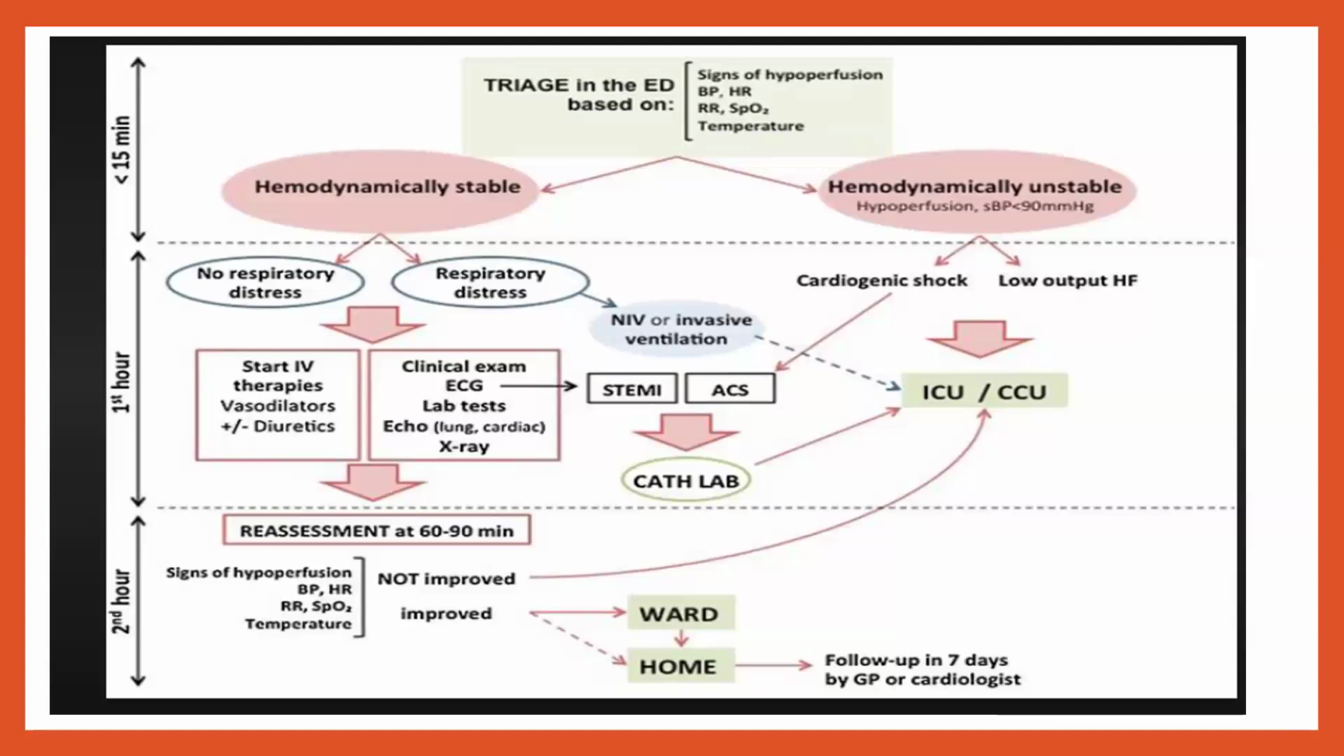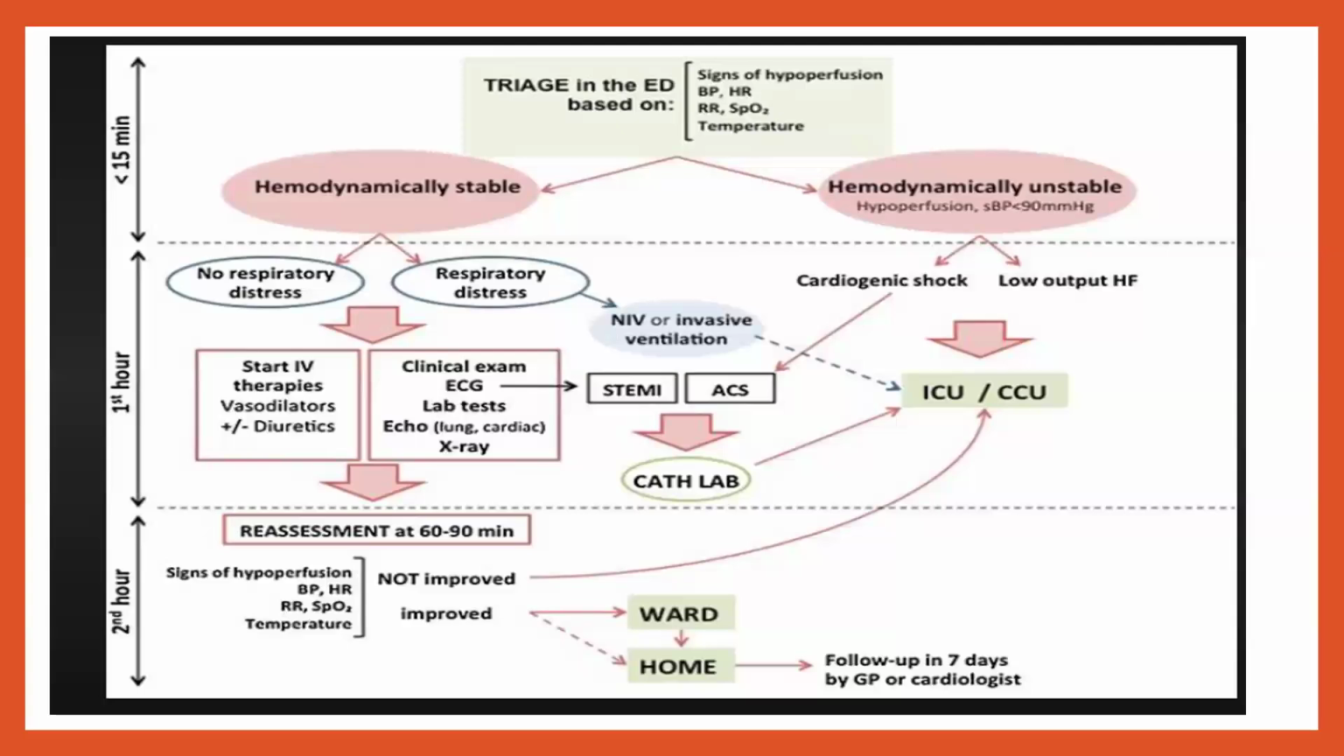Then the next thing that we need to assess is, if the patient is hemodynamically stable, we need to see whether the patient is in respiratory distress or not. If the patient is in respiratory distress, consider NIV and early mechanical ventilation. If the patient is not in respiratory distress, then consider therapies like diuretics and vasodilators, and go for clinical examinations to find out the underlying cause, like X-ray, echo, ECG, ABG.